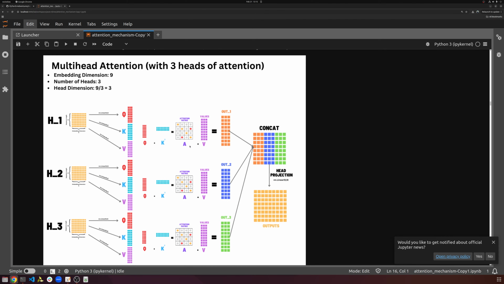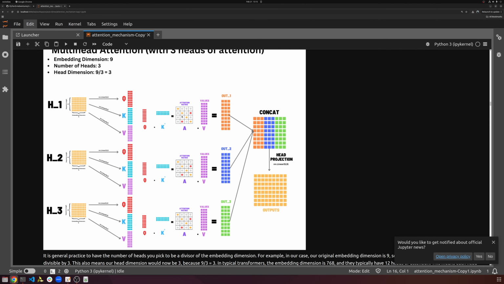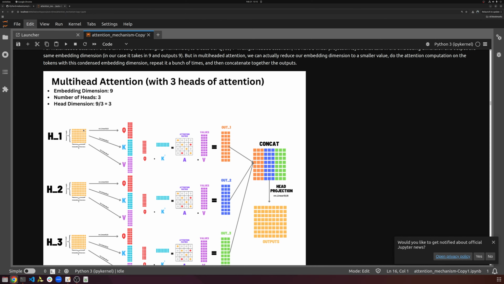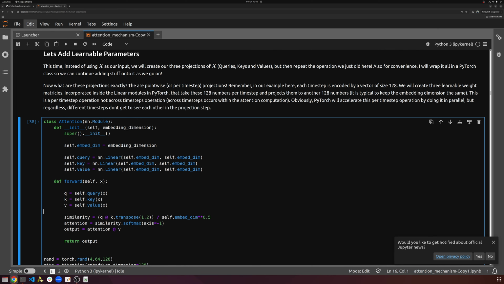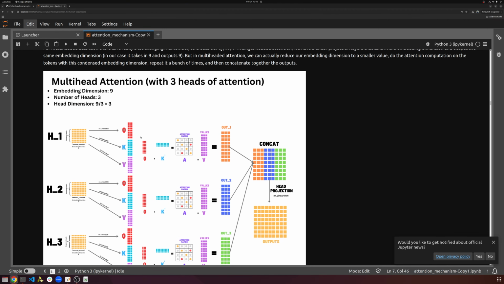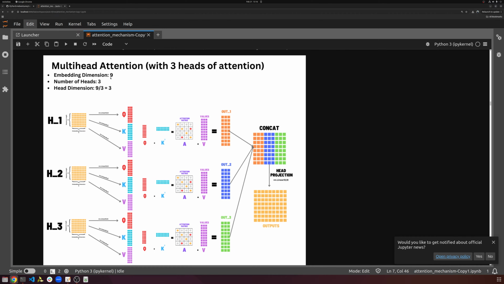So there's a couple of caveats here. I'm doing an example here where I have an embedding dimension of 9, and I want 3 heads of attention, which means I'm going to be computing 3 attention matrices. Notice here, previously we projected from embed dim to embed dim. So if our embedding dimension is 9, we would have just gone from 9 to 9, and that's it. Here, instead of going to 9, we're going to go to 3, because 9 divided by 3 is 3. So we're going from 9 to 3.